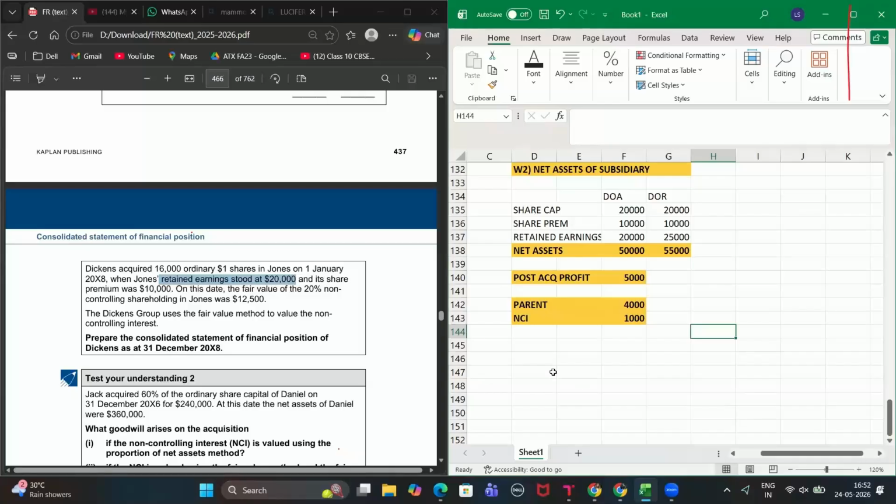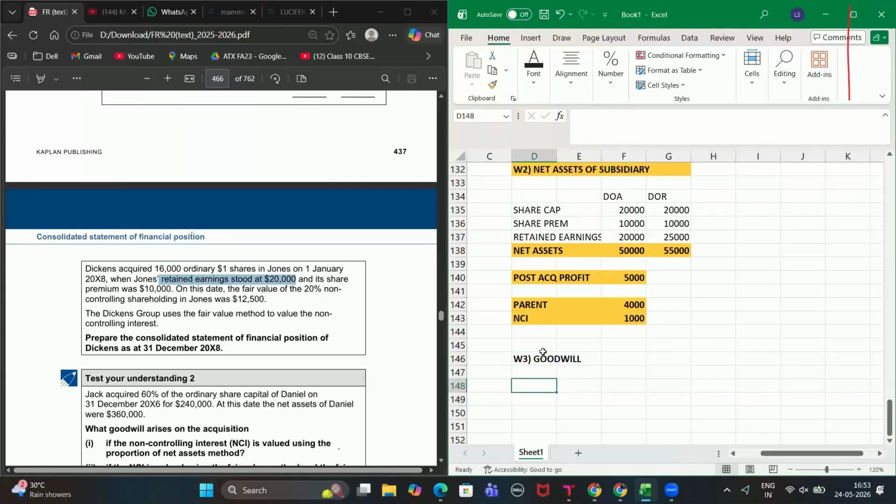Okay. So what is our next working? Goodwill, right? It is goodwill computation.